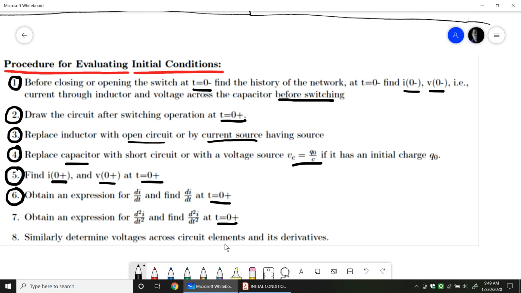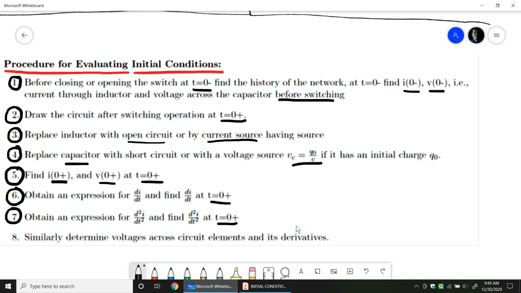So similarly, you can determine the voltage across the circuit elements and its derivatives based on 6th and 7th step. 6th and 7th step says the derivative of current. In the same way, you can write the expression for the voltages across the circuit and then find out what is the first and second derivative of that voltage by differentiating the equation for the voltage that you have obtained at t equals 0 plus.